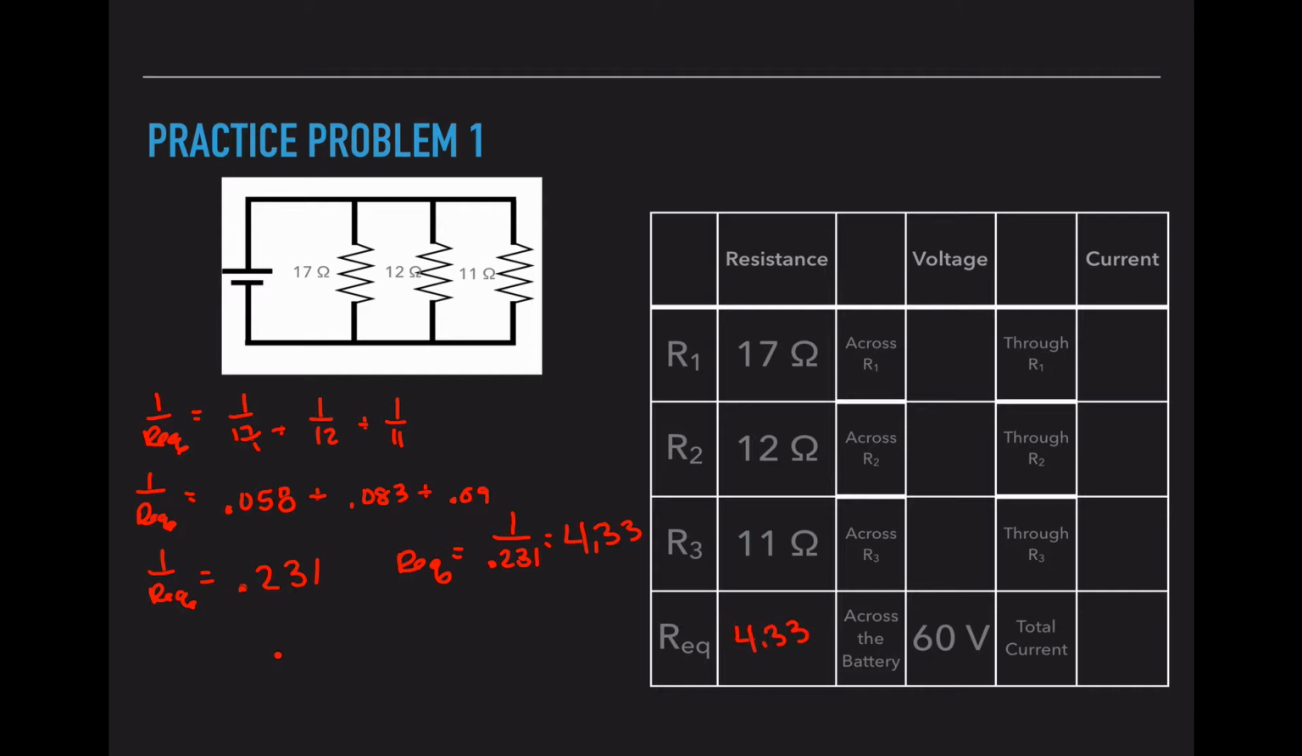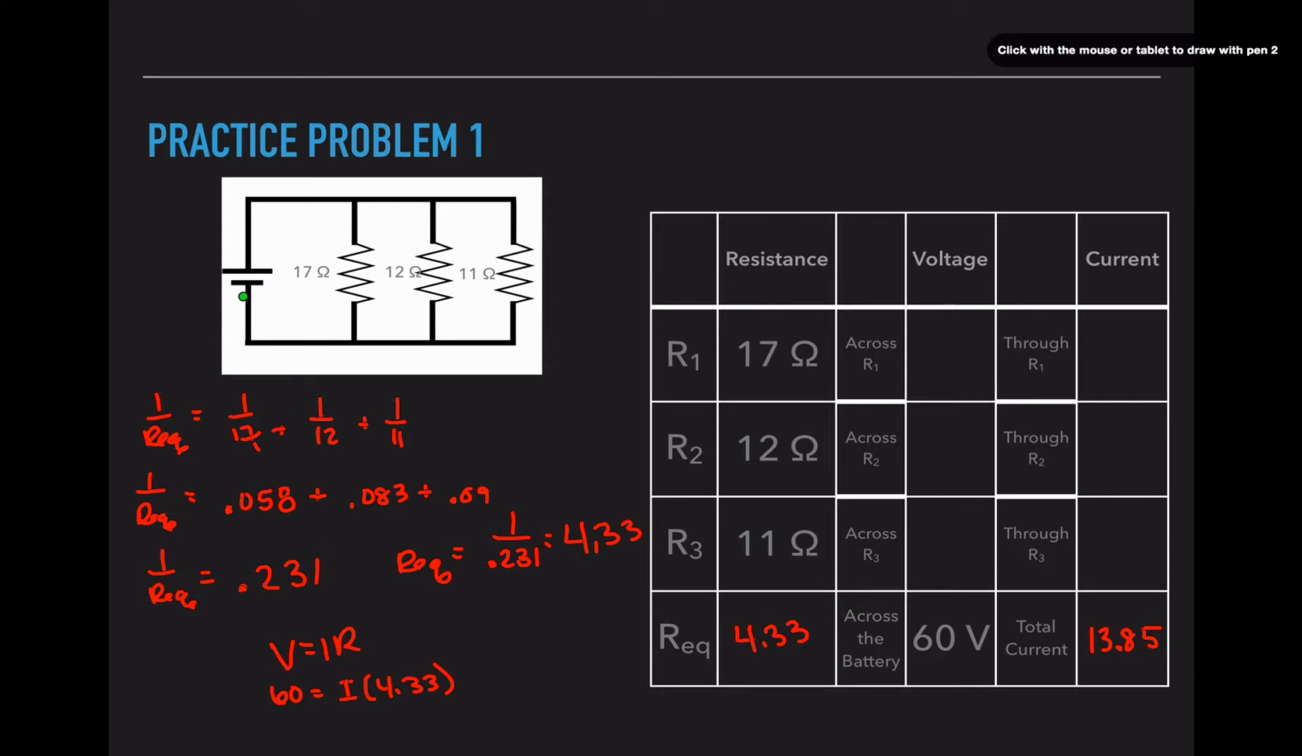So I'm going to plug in 4.33 here. Now, using V equals IR, I can solve for the total current traveling through my circuit. My voltage across the battery is 60. My resistance is 4.33. So I divide those out, and I find that my total current is 13.85 amps.